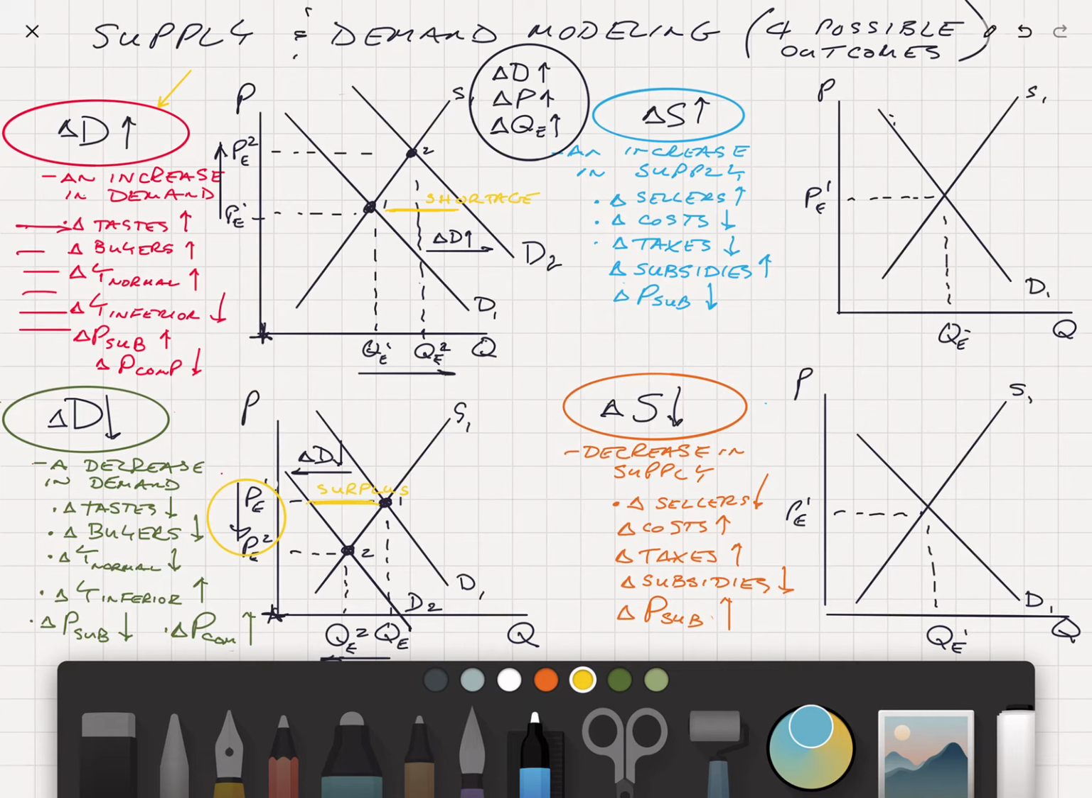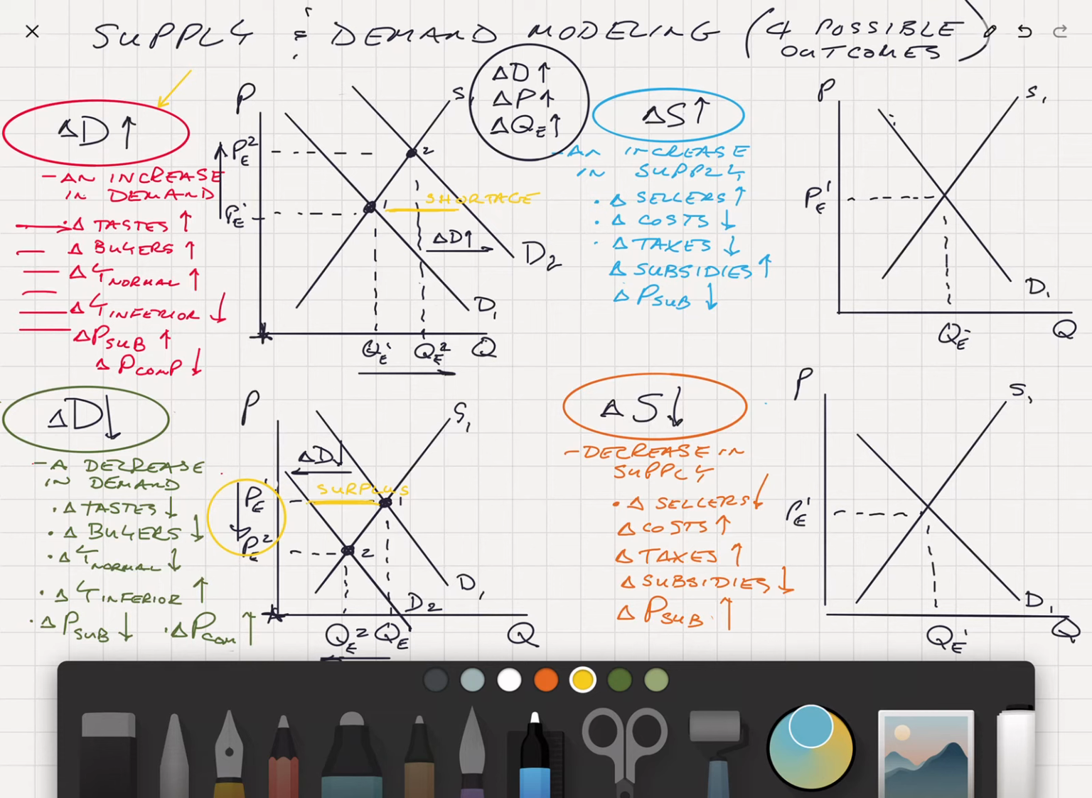Anytime you see shortages in the market, think rising prices. Anytime you see surpluses in the market, think falling prices. Or to turn that around, anytime you see prices rising, think shortage. Anytime you see prices falling, think surplus.